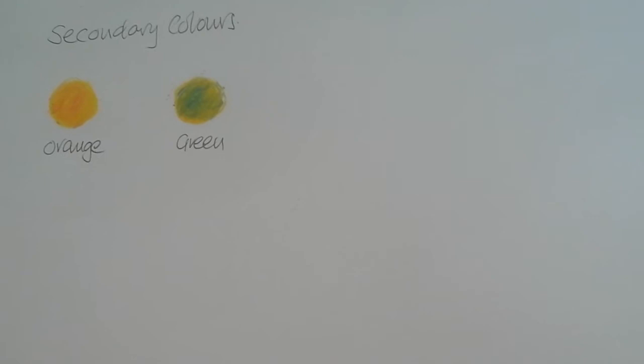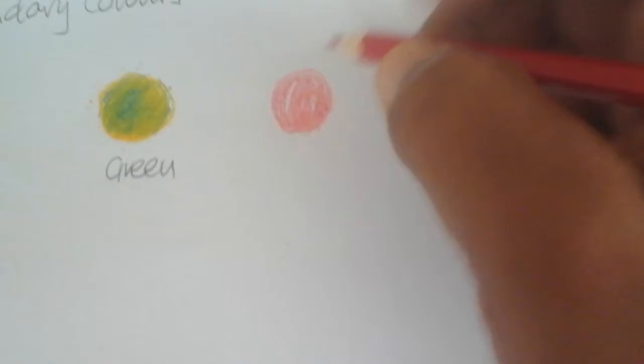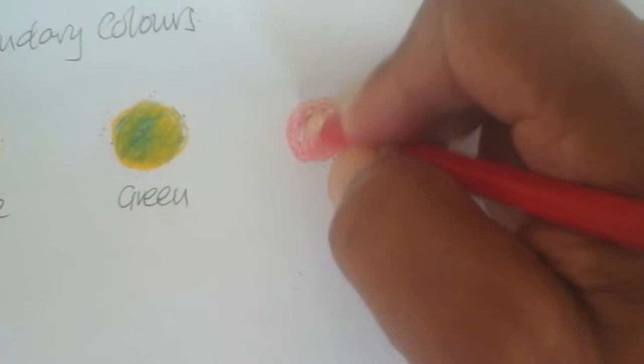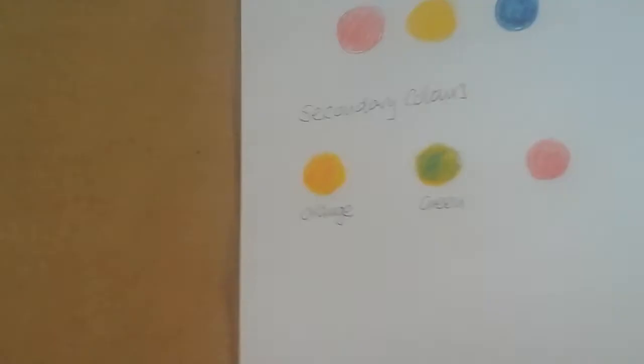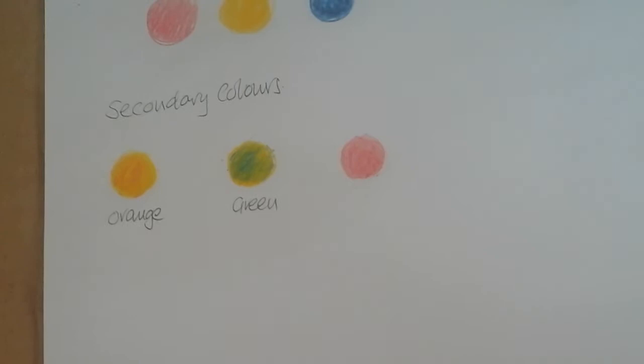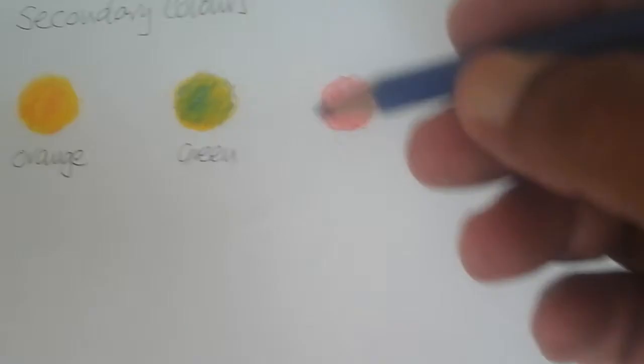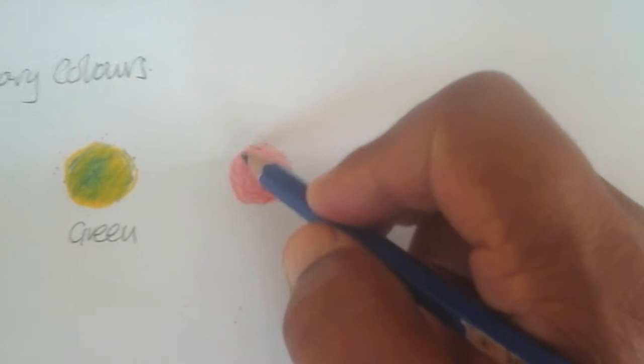Right. Now, I'm going to put red here. Right. Now notice that I always put my lighter colors down first. Right? Because if you put the darker colors down, the lighter one may not show up on it. Now I'm going to take blue and put on top of the red very lightly, because the blue is a very powerful color.